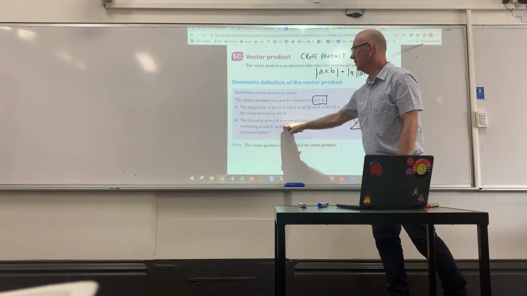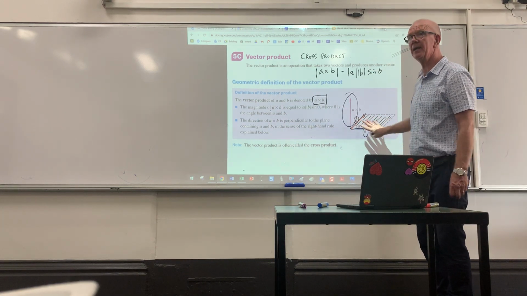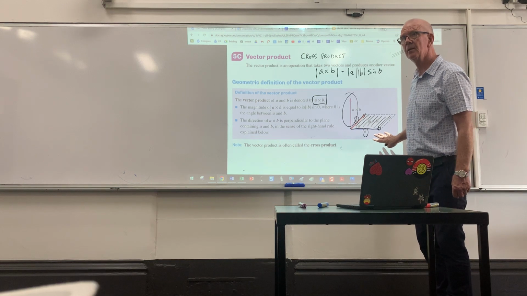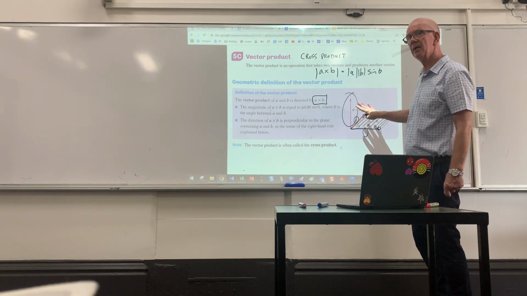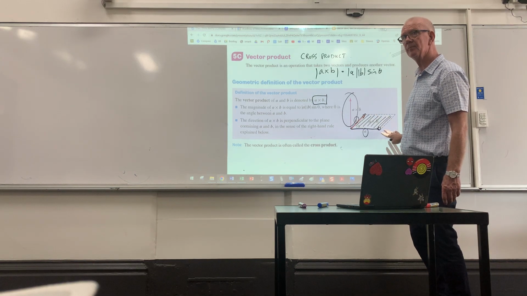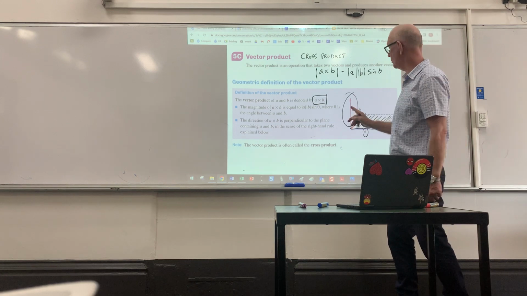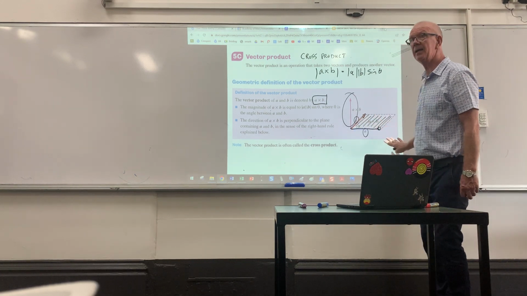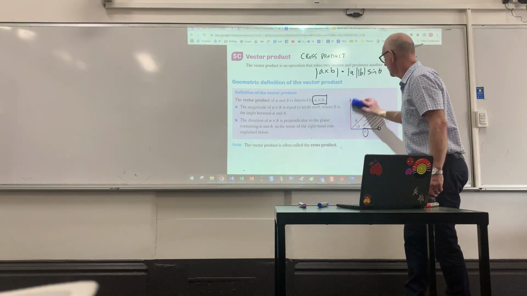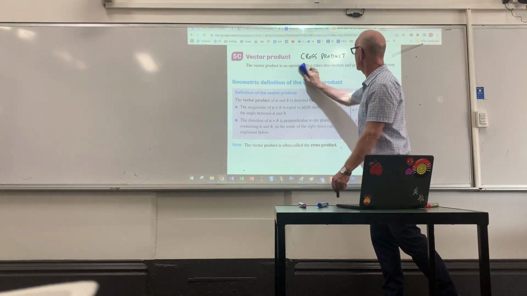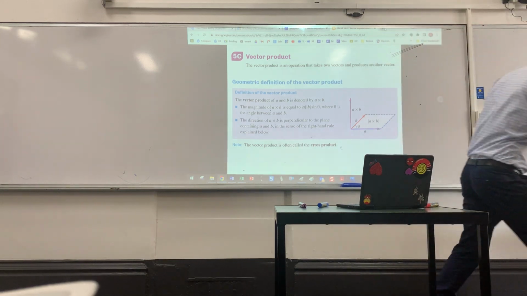The direction of the vector is perpendicular to the plane of A and B. The cross product will always provide a vector that is perpendicular to the plane of A and B. And we use the word cross product to be able to describe it.